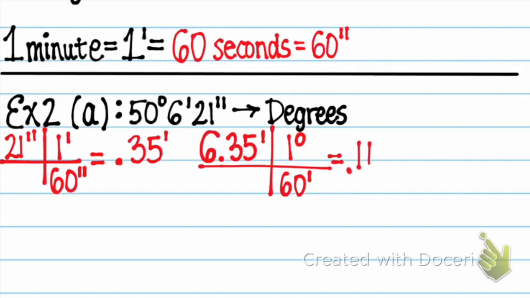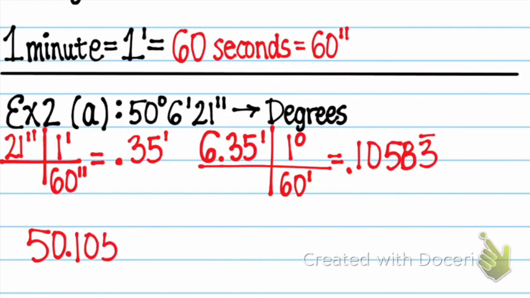We're going to be left with 6.35 divided by 60, which gives us 0.10583 repeating degrees, and we'll just tack that on to the existing 50 degrees for a final answer of 50.10583 repeating degrees. That means 50 degrees, 6 minutes, and 21 seconds is equivalent to 50.10583 degrees.